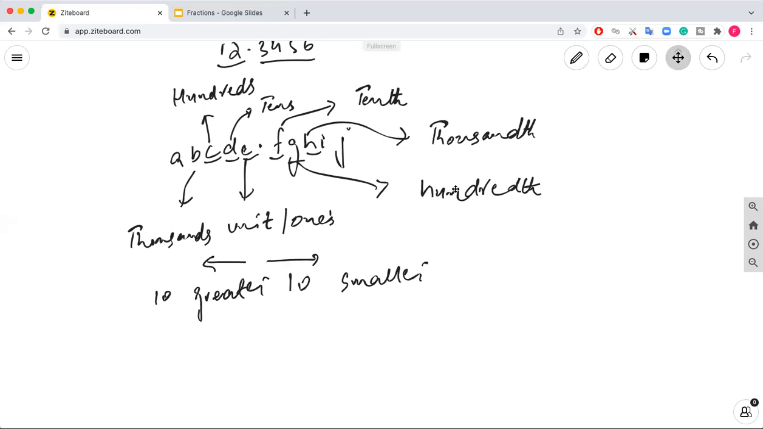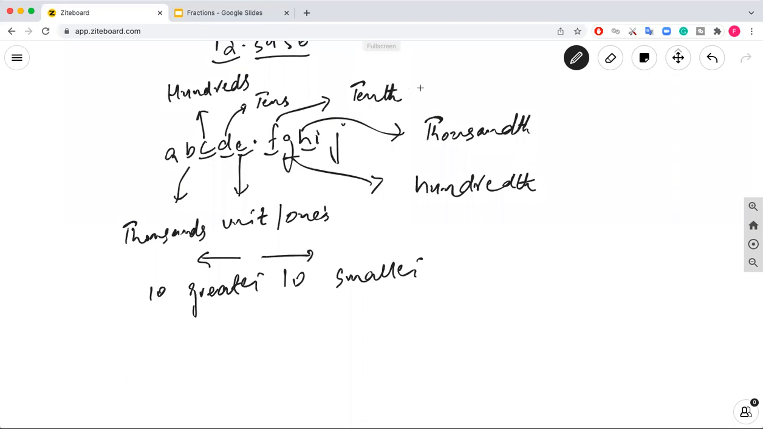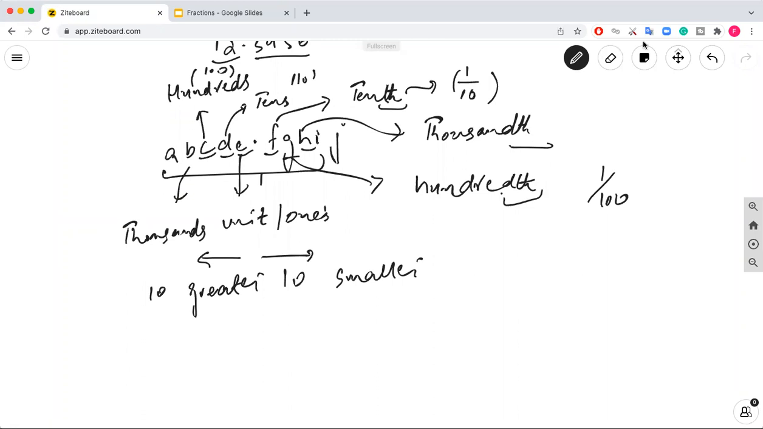What exactly does tenth mean? It means 1 over 10. What does hundredth mean? 1 over 100. On the left side, the unit is 1, tens is 10, hundreds is 100, and so on. This is just what the digits in decimal form are called. You must remember these: units, tens, hundreds, thousands, ten thousands, and so on. On the right side, we have tenths, hundredths, thousandths, ten-thousandths, and so on. Are you familiar with this now?